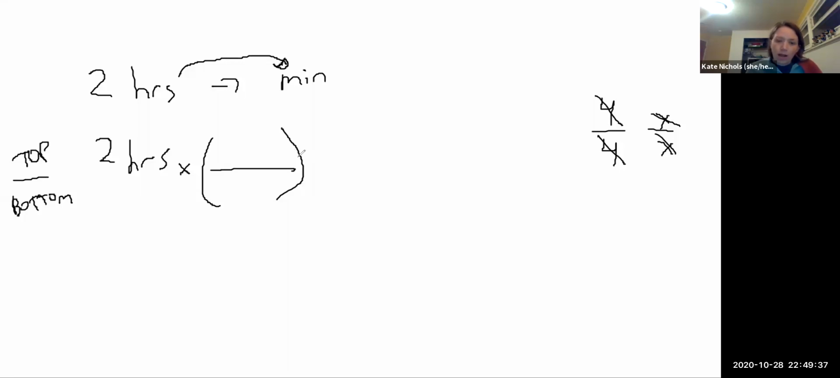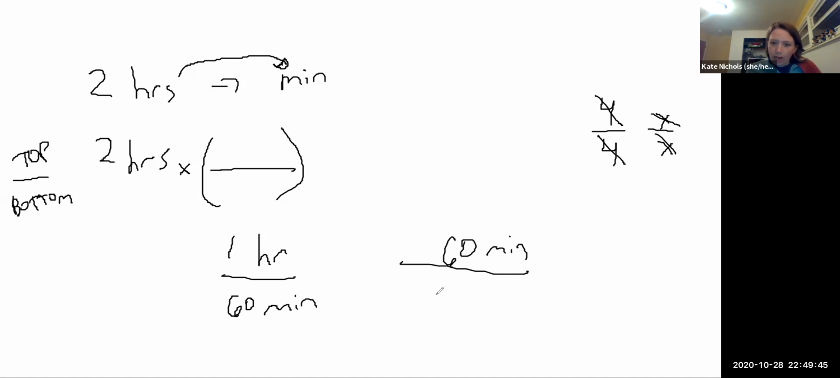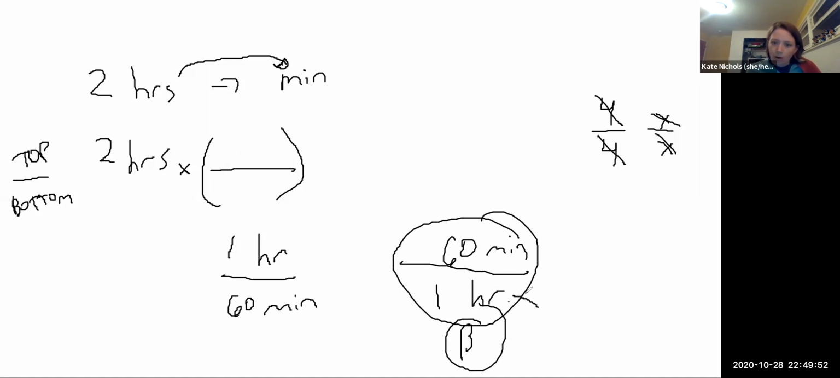Okay, so I had those two conversion factors: the 1 hour over 60 minutes, and the 60 minutes over 1 hour. And in this case, I want to pick option B because you see this has the hour on the bottom. So I'm going to put this 1 hour right there and the 60 minutes on the top. And that's going to allow me to cancel out the hours in this conversion.